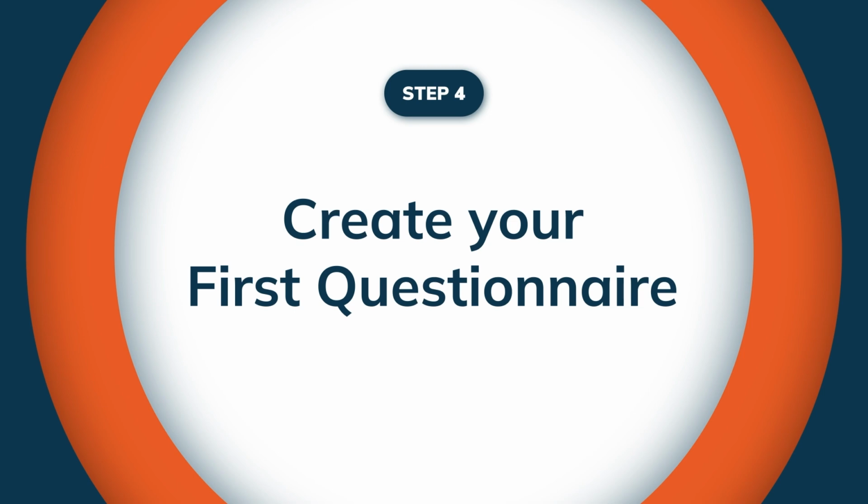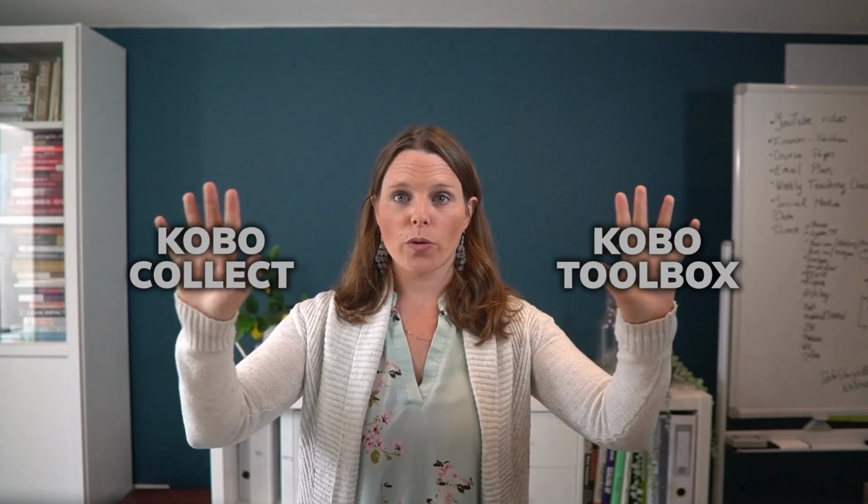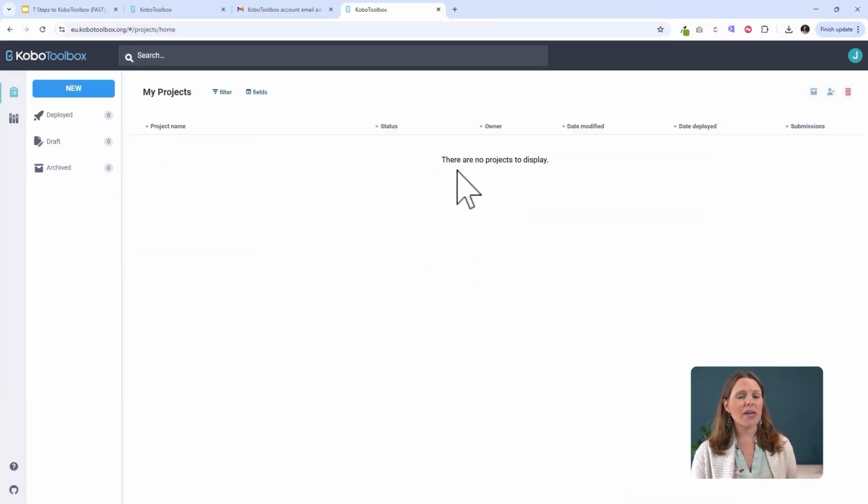So we're gonna jump into your brand new KoboToolbox account. You realize we have KoboToolbox, which is hosted on that server, and we have KoboCollect, which is the app on your phone. Both of those work together, but they have different roles. When you're creating a brand new questionnaire, you wanna be in KoboToolbox on your browser. Now, there's a big blue button, New, and that's the one we want to hit.